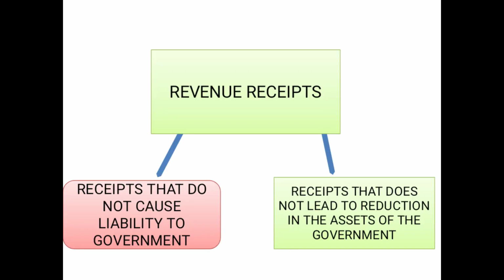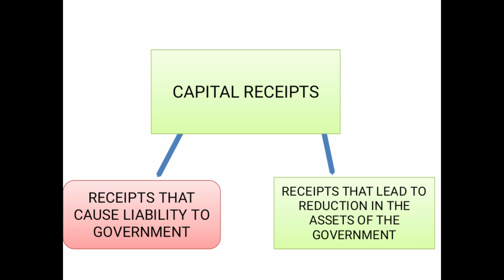Now, revenue receipts. Revenue receipts, first of all, are those receipts that do not cause liability to the government, and they do not lead to reduction in assets of the government. So revenue receipts are those estimated receipts of the government during the fiscal year which do not affect the asset or liability status of the government.